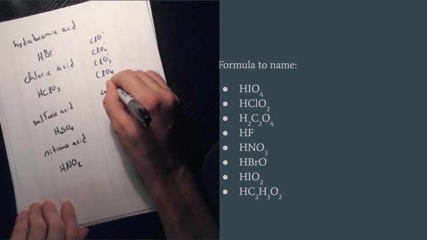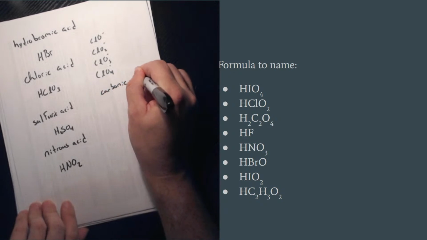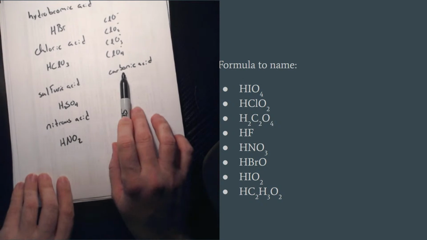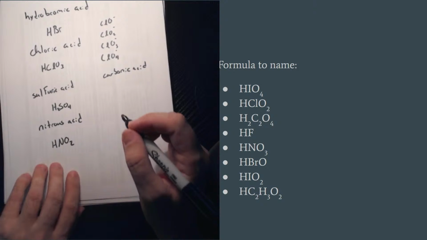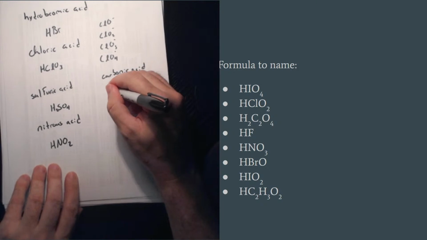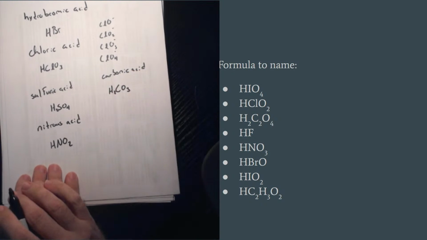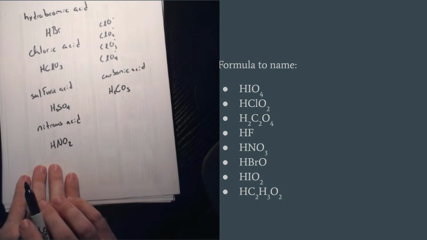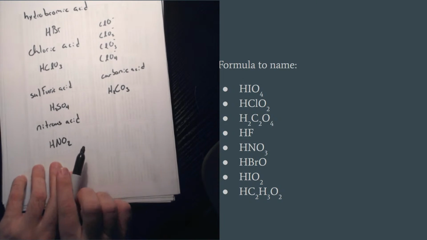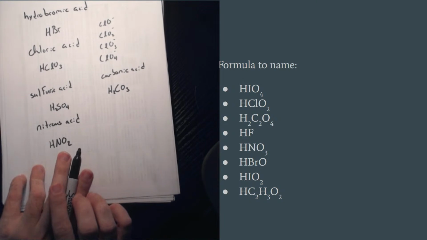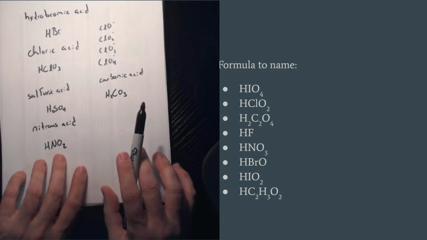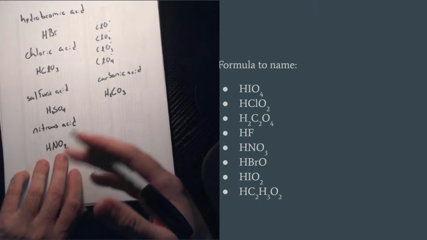Carbonic acid. Again, no hydro. Carbonic means that it is made using the ion carbonate. Carbonate is CO3, has a 2 minus charge, so H2CO3. That is carbonic acid. That is what's responsible for the fizziness of your soda. It's also responsible for the increasing acidification of the oceans. The pH of the oceans is going down, and it's not good because we're pumping CO2.